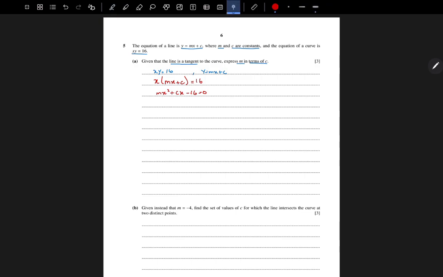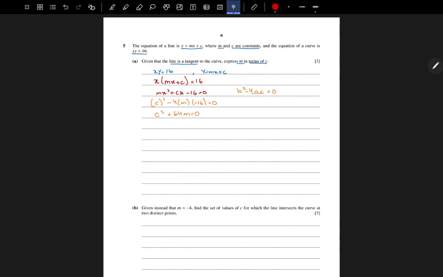Since we know that the line is a tangent, the discriminant must be equal to 0. So the discriminant, which is b² − 4ac, must be equal to 0. So this will give us c² − 4 × m × (−16) = 0. c² + 64m = 0.